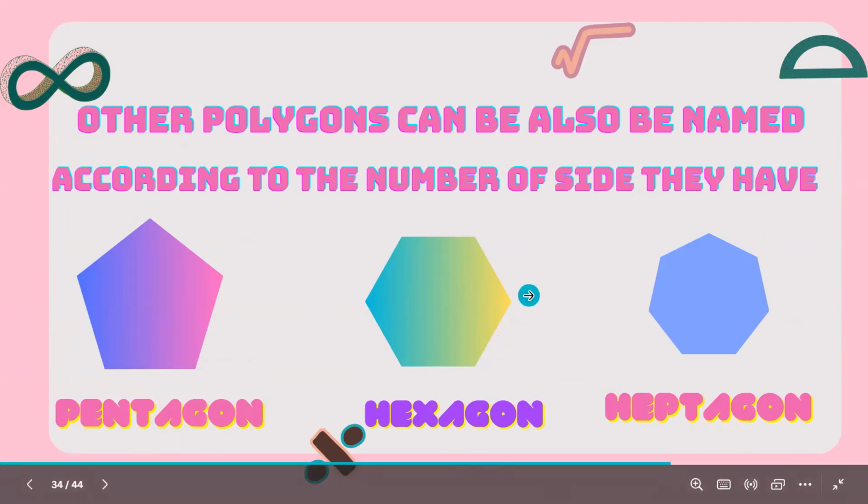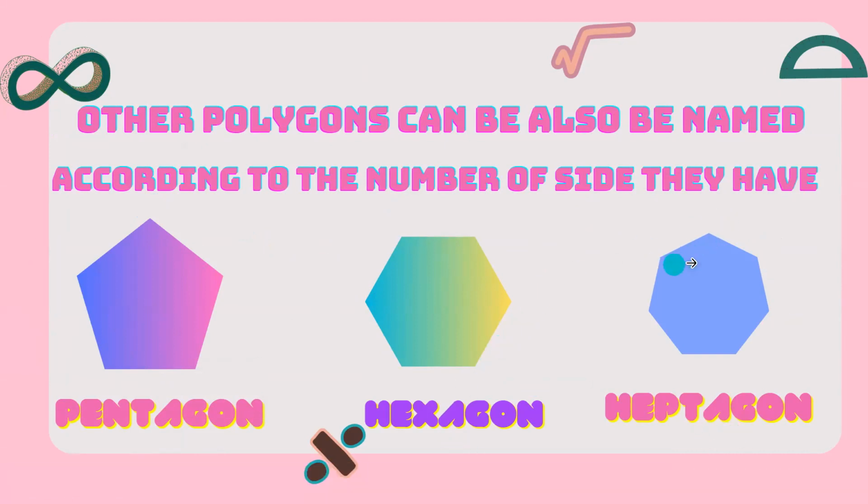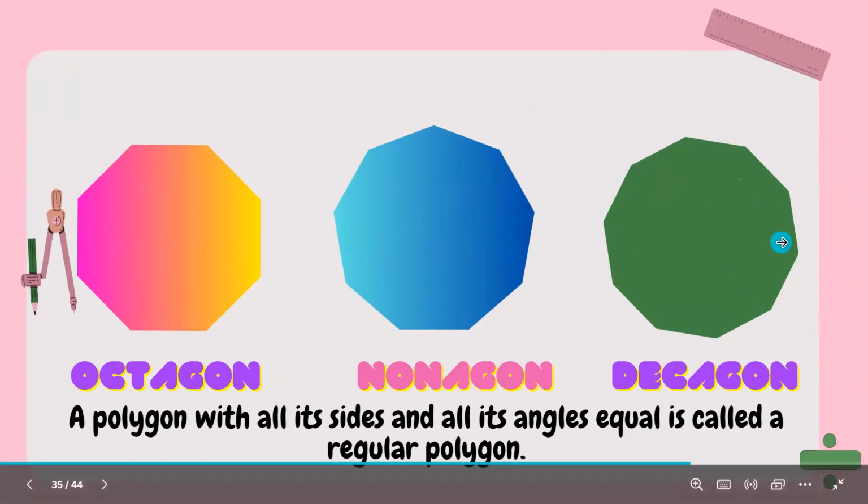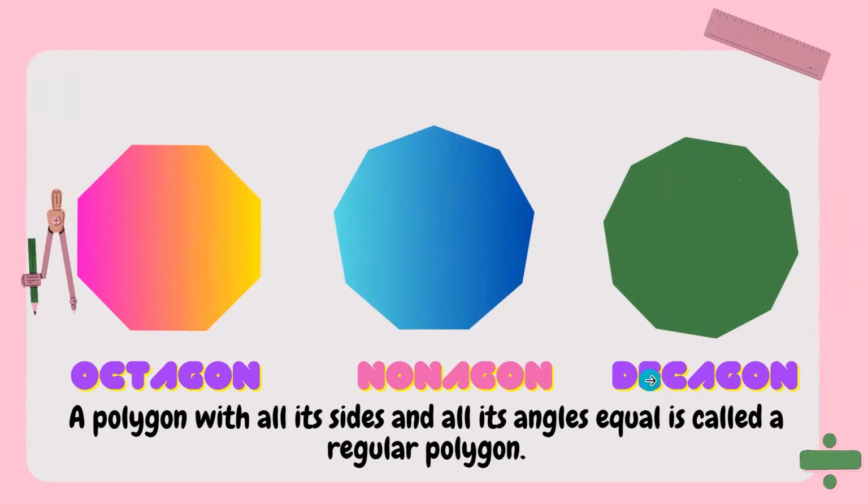This hexagon has 6 sides, like we saw just now. And this is a heptagon, which has 7 sides. This is an octagon with 8 sides, a nonagon with 9 sides, and a decagon with 10 sides. A polygon with all sides and all angles equal is a regular polygon.